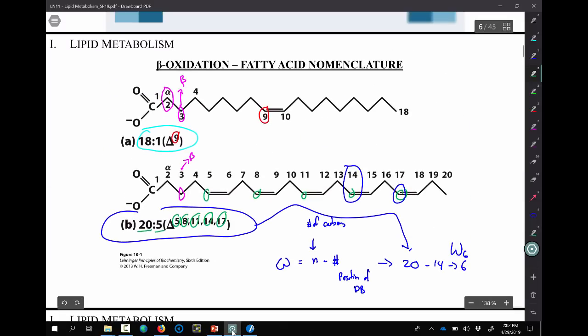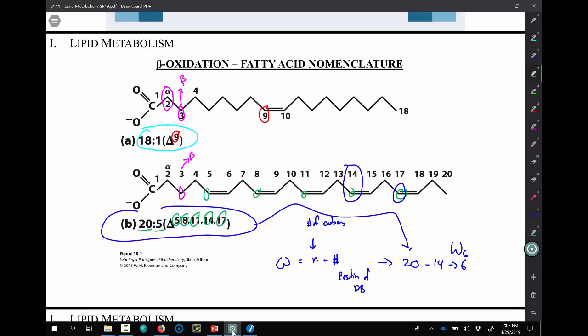Okay, so on Friday we left off right here. I'm going to be kind of stuck behind here. My wireless system's not working again. But on Friday we left off essentially here, just looking at the nomenclature that's currently used by convention to name fatty acids, this 18:1 delta 9.